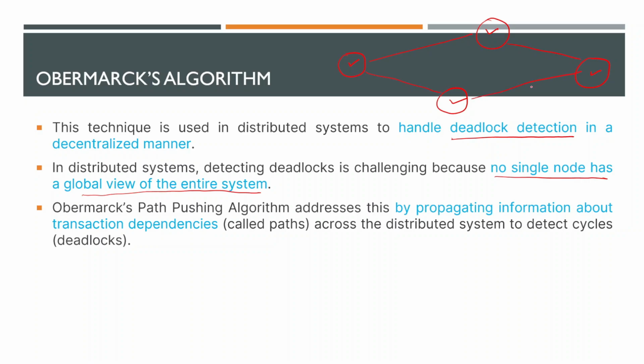Now, if this is the situation, then we definitely can say one statement that all these nodes are geographically separated. So every node will be having its own information, but it is very difficult to maintain the global view of the entire system on every node. So with the help of Obermarck's path pushing algorithm, we address this problem. We achieve this thing by propagating information about transaction dependencies, we call it as path, across the distributed system to detect the cycles or deadlock.